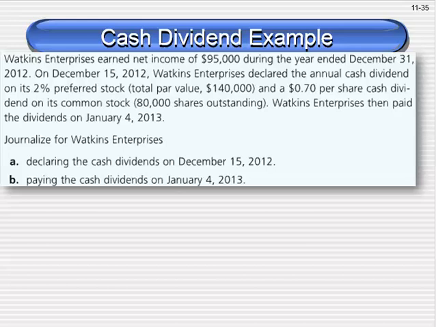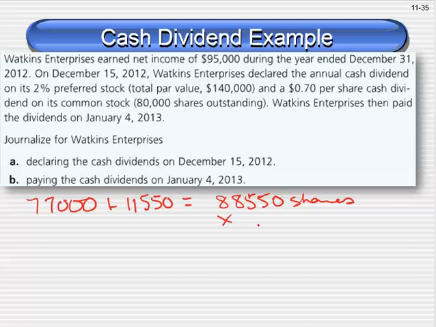Alright, let's look at the second part of the problem. It says now they pay the cash dividends. How many shares are now outstanding on January 4th? We had 77,000 shares that were previously outstanding, and now we just issued another 11,550 shares. So that tells me that we now have 88,550 shares outstanding. We need to multiply that times the dividend amount per share.